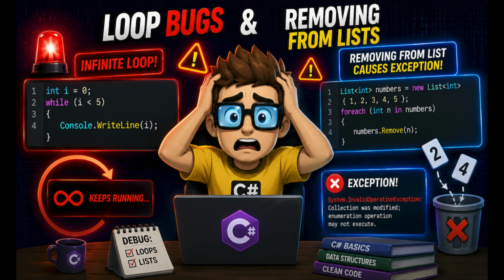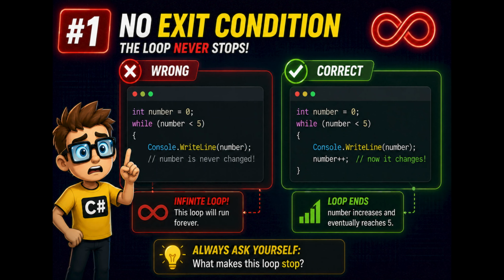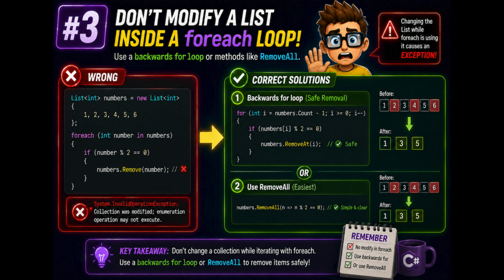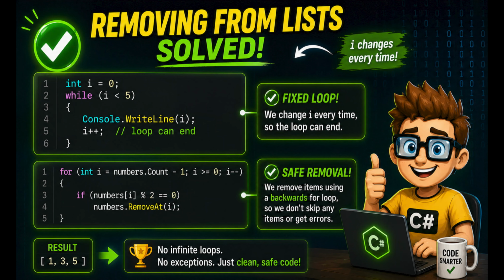Ever had a C# program that just won't stop running? Or tried to remove an item from a list and suddenly got an exception? These are two classic beginner mistakes. Let's see why they happen, and how to fix them. Let's jump in.